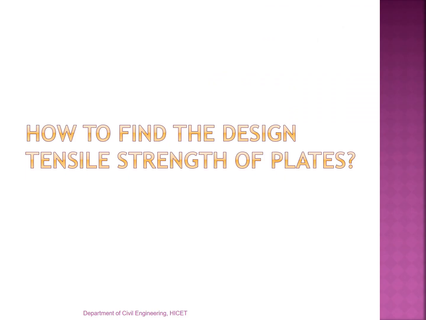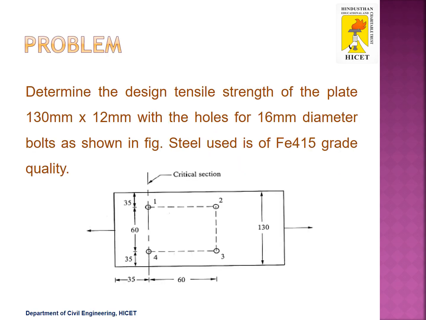In this video, we are going to discuss how to find the design tensile strength of the plates. We have one plate of dimension 130 mm by 12 mm. This 130 mm is the width of the plate and 12 mm is the thickness of the plate. The steel used is Fe415 grade of quality. The diameter of the bolt for the connection is 16 mm. For this case, we have to find the design tensile strength of the plate.